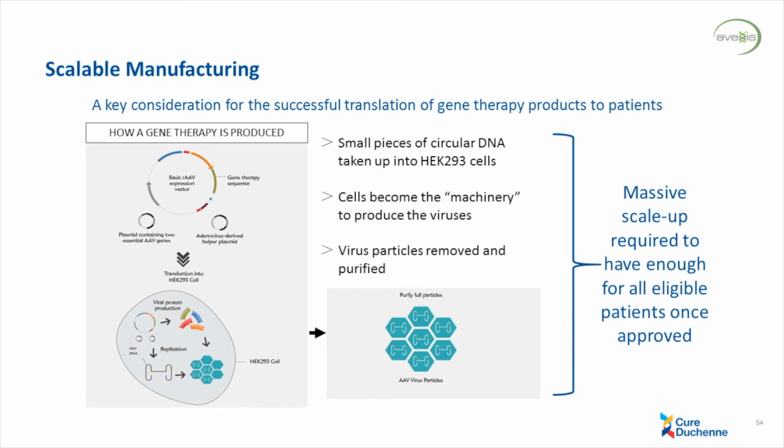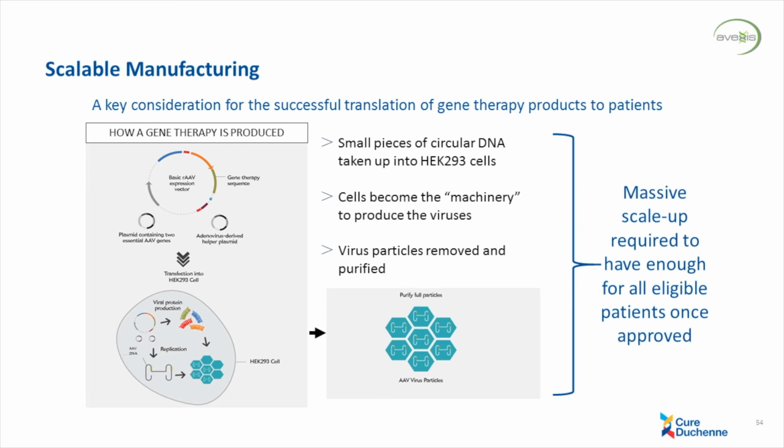The way gene therapy is produced is that the vector has to be put together into cells with some helper plasmids. That's because the vector itself is engineered, so it can't really replicate anymore. It needs some helper plasmids. Then it's put into these cells, called HEK293 cells in this case, which are human embryonic kidney cells. It's basically incubated, and these cells produce the virus. The cell becomes the machinery for this.